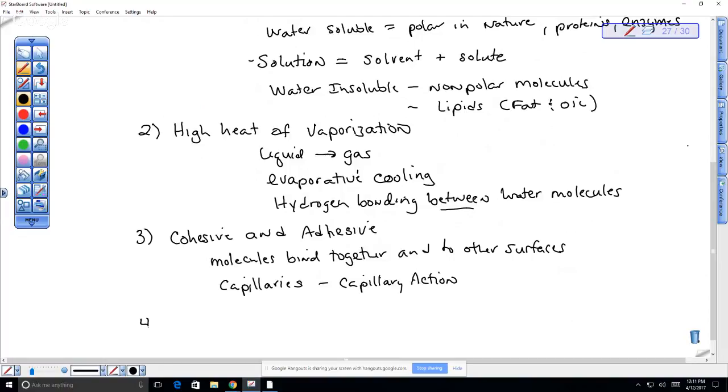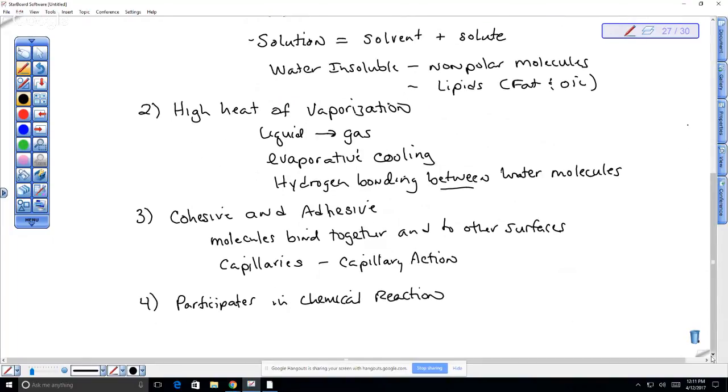And then the fourth thing is it is important in chemical reactions. So water participates in chemical reactions. Okay, so we talked a little bit about the different types of chemical reactions that we have. And so remember we talked about decomposition. So this is a form of catabolism or breaking apart of molecules, but this is also called hydrolysis.